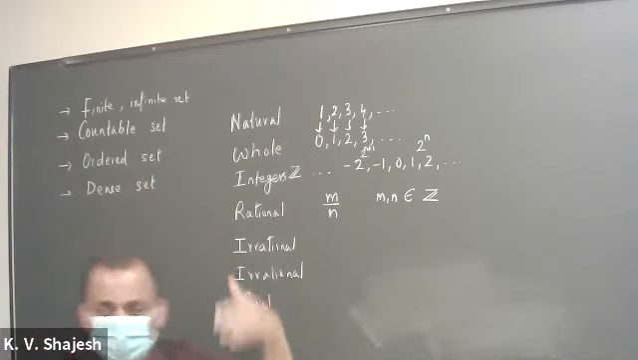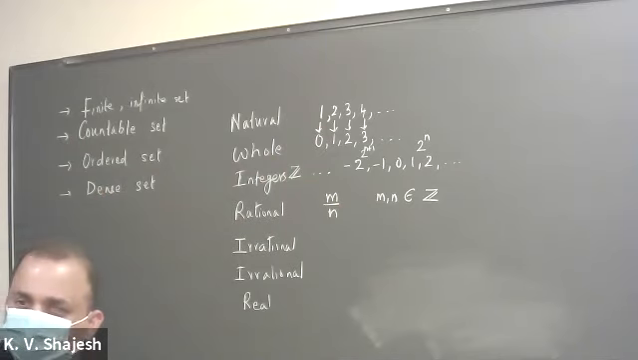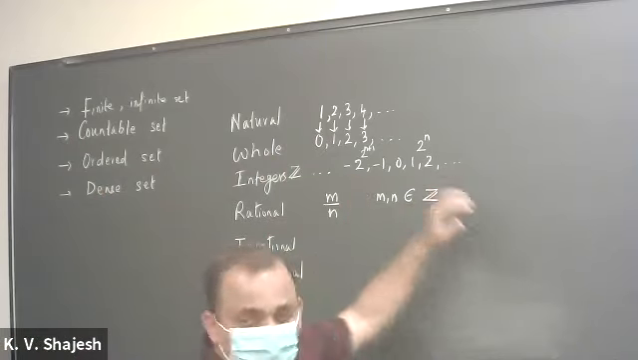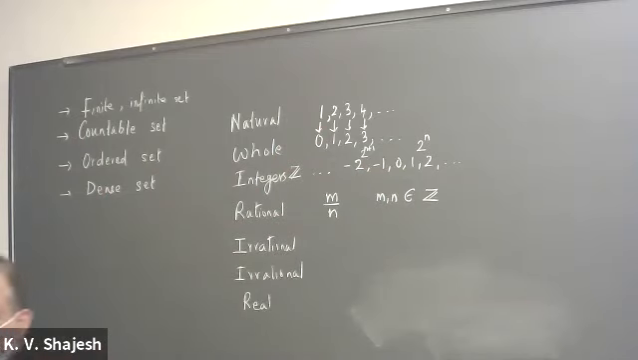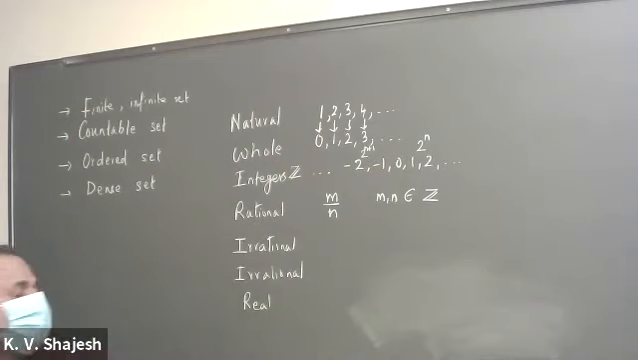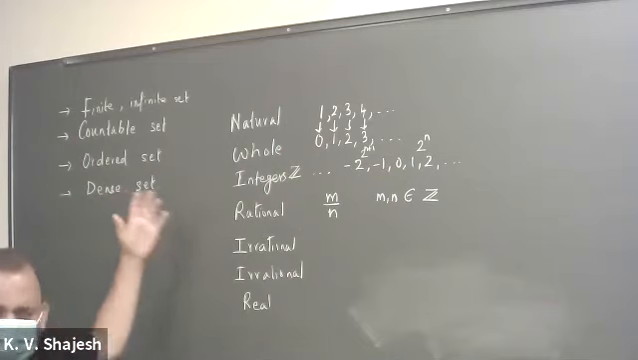Ordered means, can you say one is less than the other? So here there is an order, right? By construction, our numbers on a number line have an ordered pattern. What about rational numbers? Oh, by the way, dense set. What is dense?